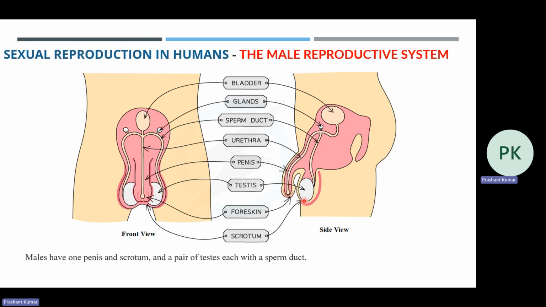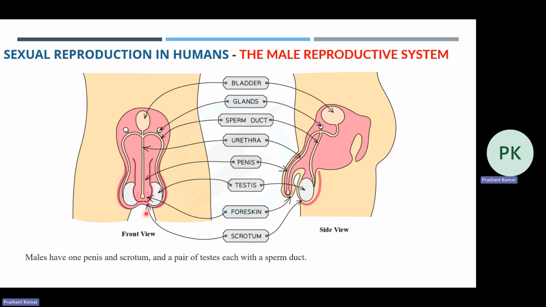Now we'll talk about the human reproductive system. In humans, this is the male reproductive part. This is the front part and this is the side part. Cambridge can ask in any way, right? So always remember, from the top, this is from the front.